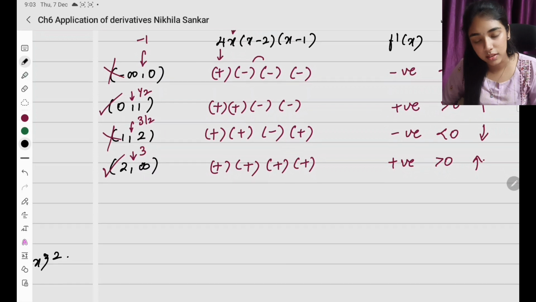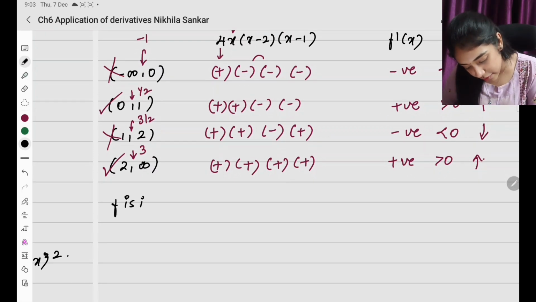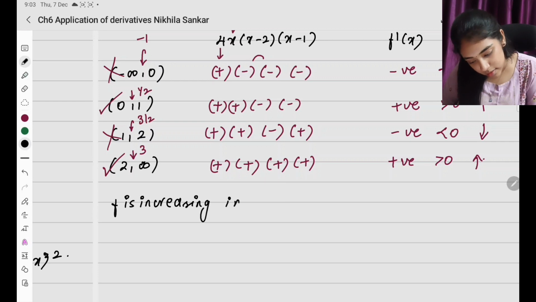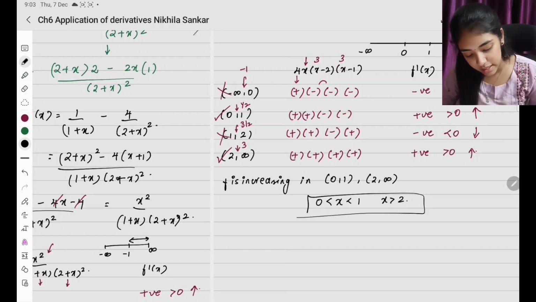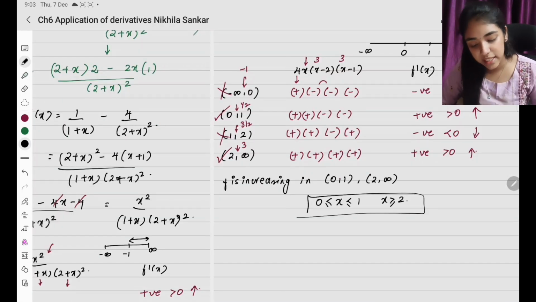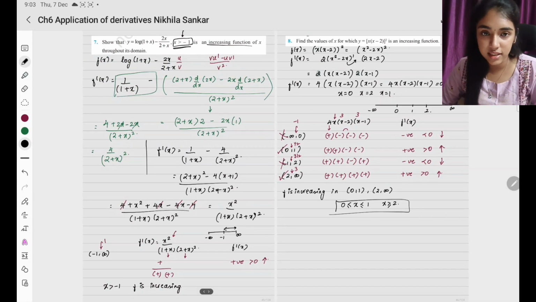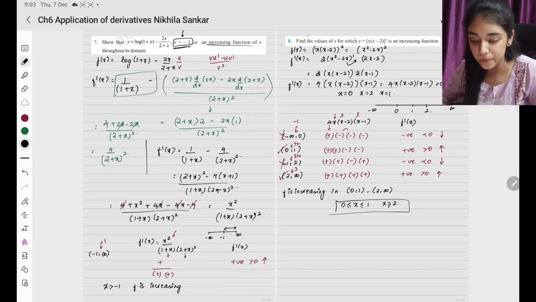So in the end, the interval where the function is increasing: f is increasing in the interval 0 to 1 and 2 to infinity. So how do you write the values? You can write x to be 0 to 1 and x greater than 2. So this is what they are asking in the question. Equal to is also a case. So in that equal to, it satisfies the equation. Okay, please copy.